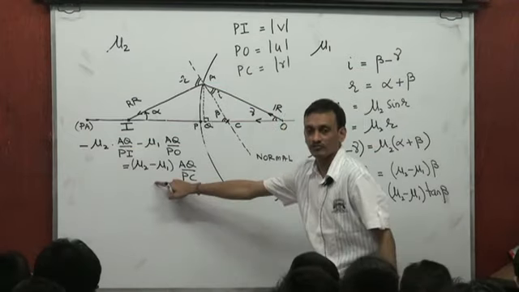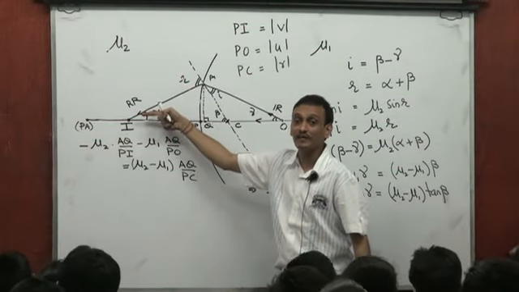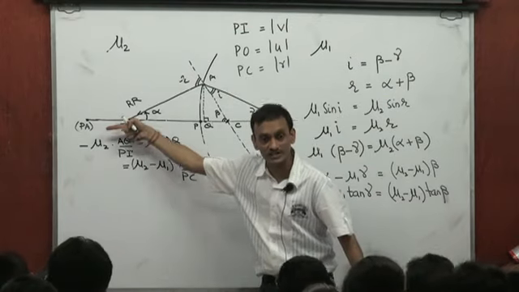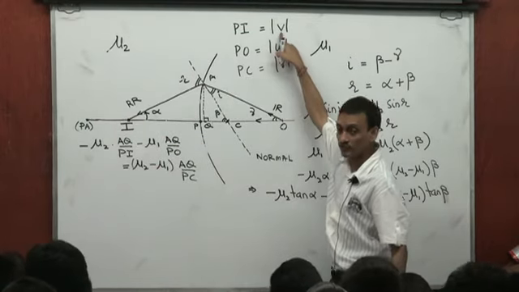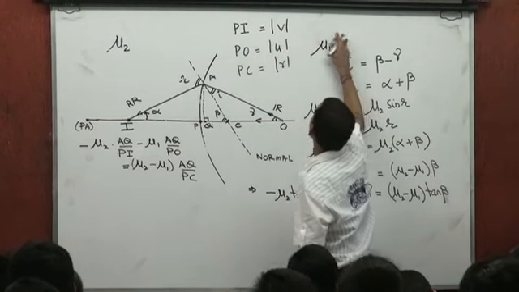Now, for the figure, V, is it positive or negative? Negative. Why? Because it's measured in the same direction as the incident ray. So, for the figure, V is negative. So, mod V would be equal to minus V.